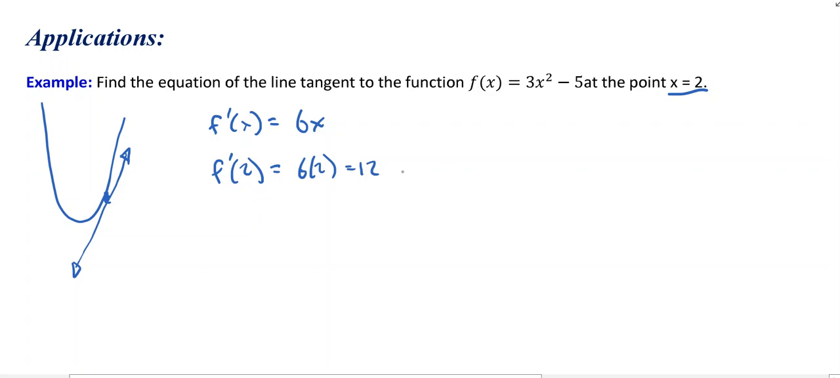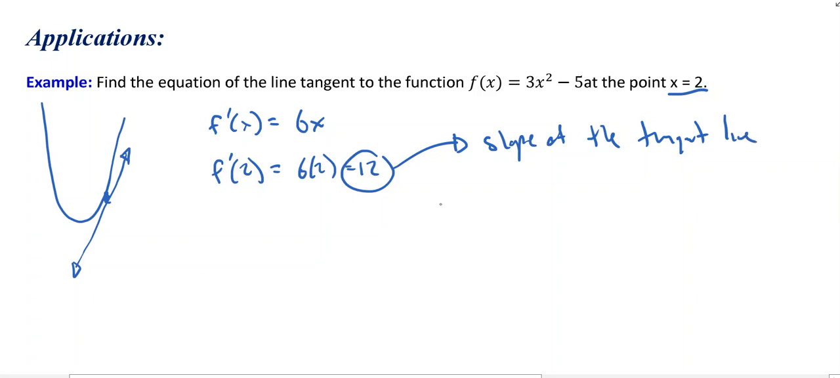Now, what does the 12 represent? The 12 is the slope of the tangent line. And so that's what the derivative tells us. We learned in a previous lesson that one of the interpretations of the derivative is that it is the slope of the tangent line at a point.